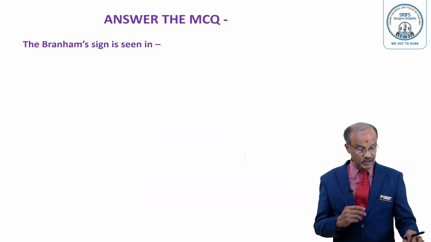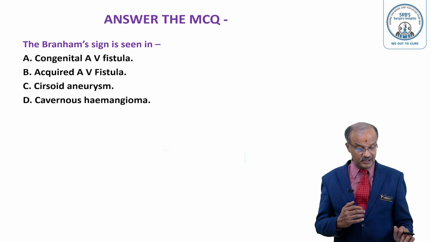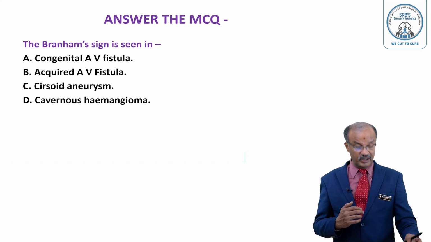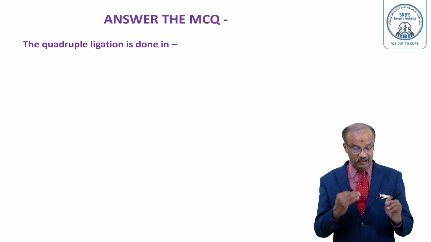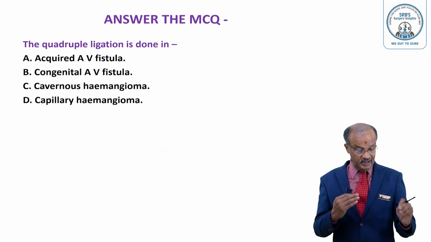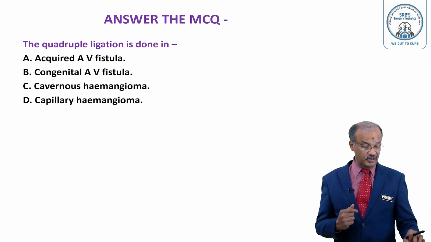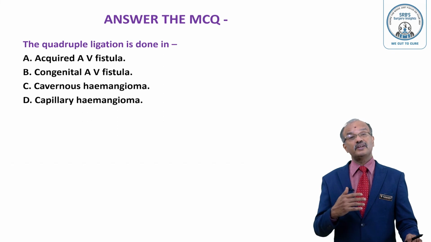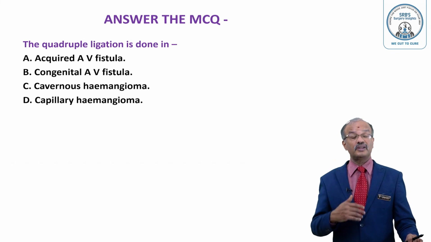So students, go through the MCQ. Branham sign is seen in A, B, C, D. Find out the right answer. I will acknowledge your answer. Quadruple ligation is done in again A, B, C, D. Find out the right answer. I'll appreciate your right answer, please, in the comment box.